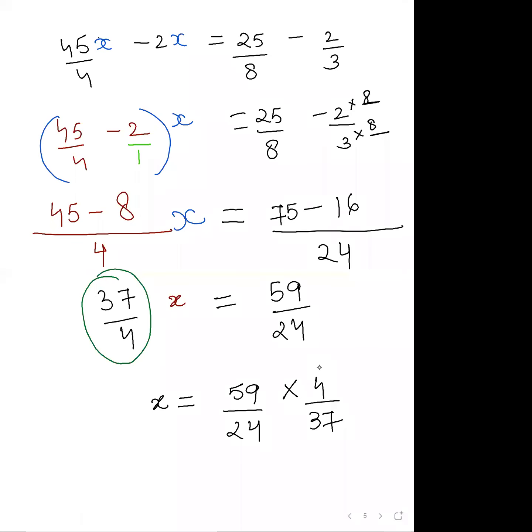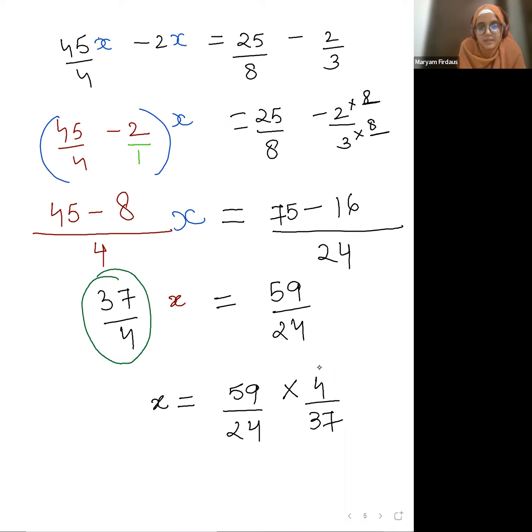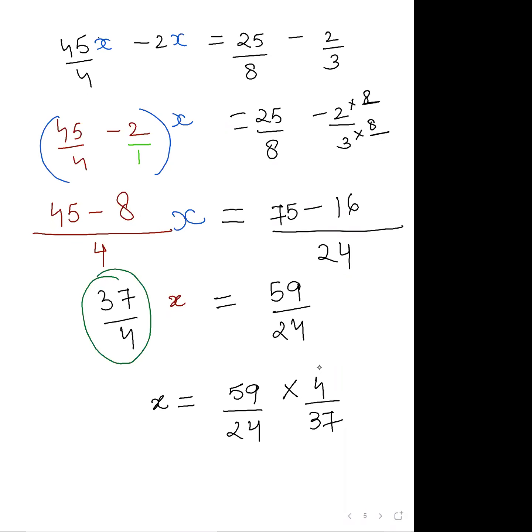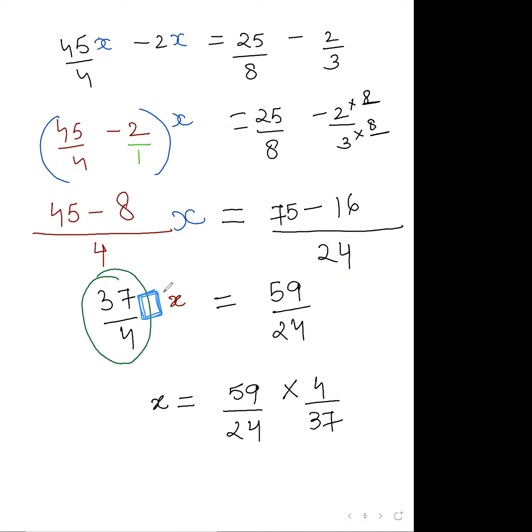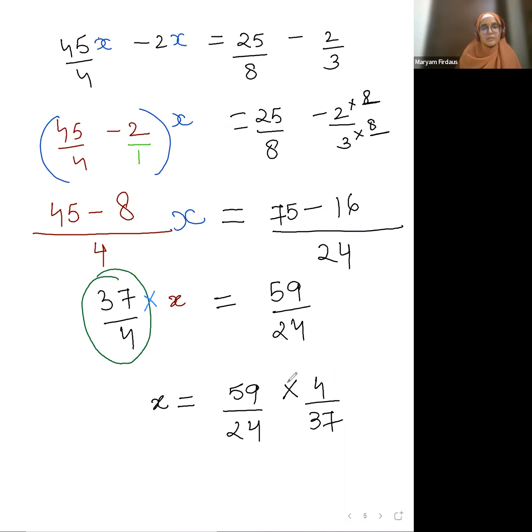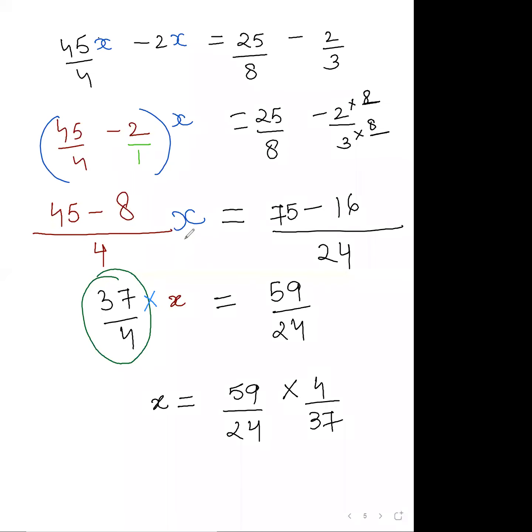Why did you multiply 4 and 37? No, I'm not multiplying 4 and 37. It's 4 by 37, 4 by 37 is a fraction. What's your question, why are you multiplying it? Because over here 37 by 4 is being, fill in this block, multiplied. So we will multiply. Okay.